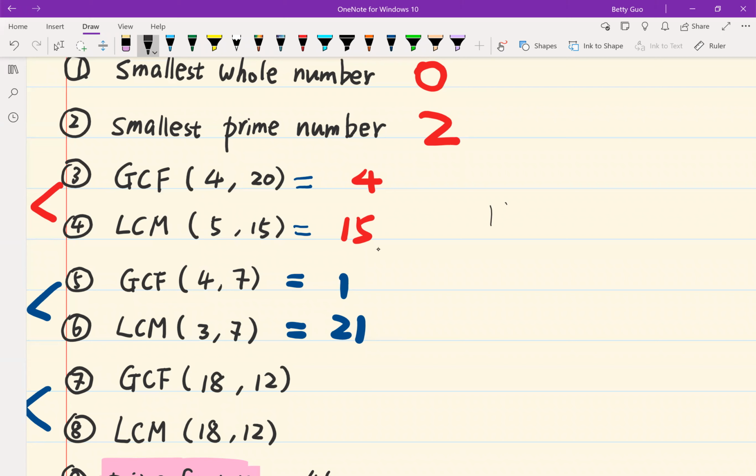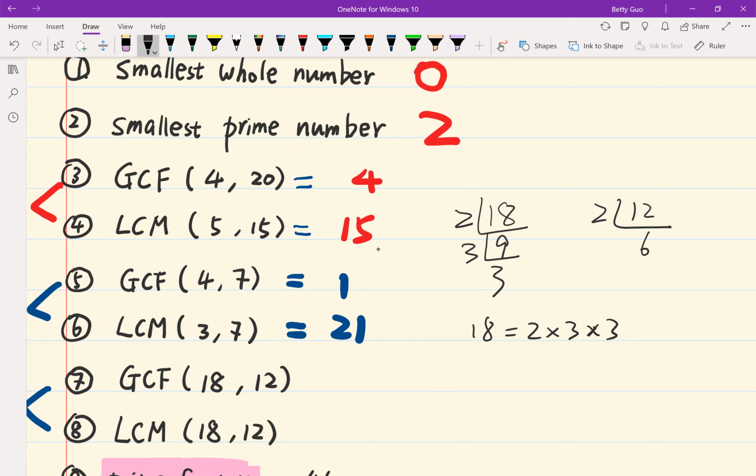Step 1, prime factor both. 18 is an even number, so we have 2 here, right? We have 9 here. 9 is 3 times 3, correct? So 18 is 2 times 3 times 3. For 12, we know 12 is even, so we have a prime factor 2. Divide 12 by 2, we have 6. We know 6 is even again, so we have another 2. Divide 6 by 2, we have 3. So 12 equals 2 times 2 times 3.